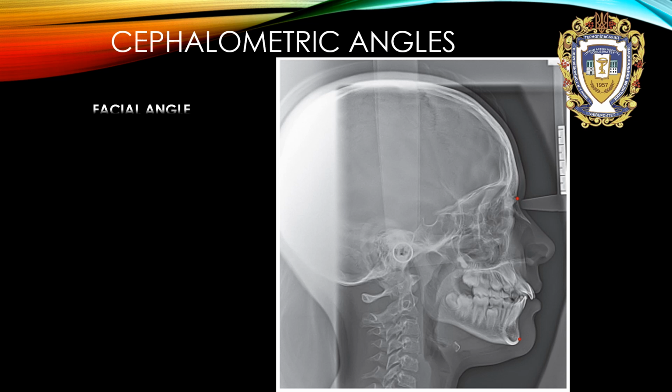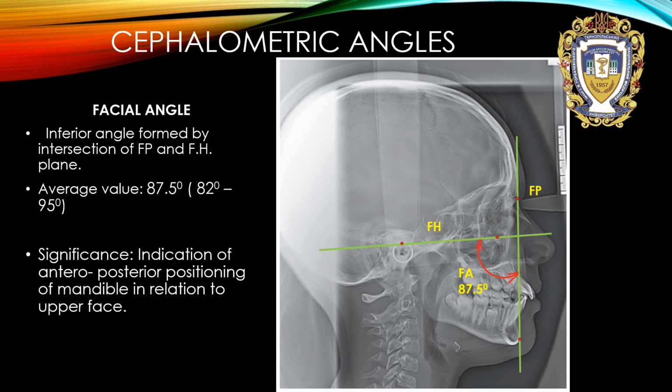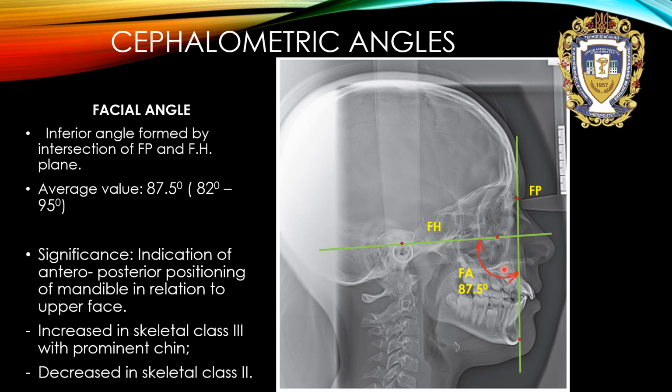First one is called facial angle. Inferior angle formed by intersection of Frankfurt horizontal line and facial plane. Average value 87.5, but can be from 82 to 95 degrees. Significance: indication of anterior-posterior positioning of mandible in relation to upper face. An increase of this angle we will observe in skeletal class 3 with prominent chin. Decreased in the opposite situation in skeletal class 2.